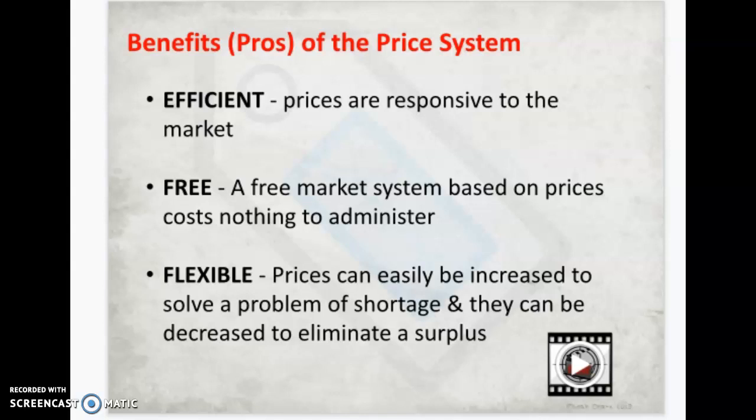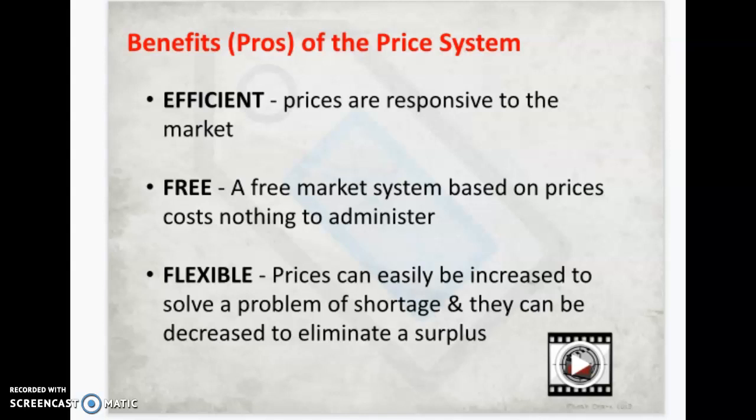Benefits of the price system are that first, prices are responsive to the marketplace. So it's an easy way to respond to our different market conditions to try to solve the problems that we have. There's other ways to respond, but the price system is one of the most efficient ways to do that. It's free. It doesn't cost anything to administer.